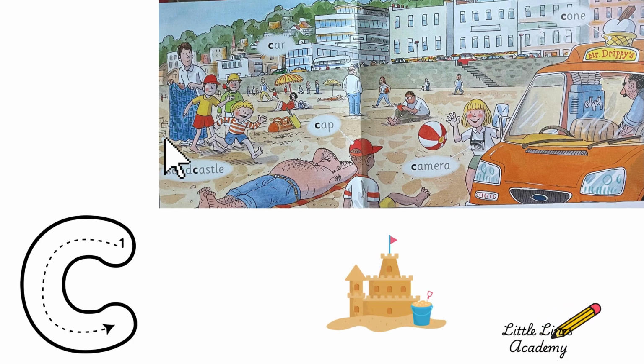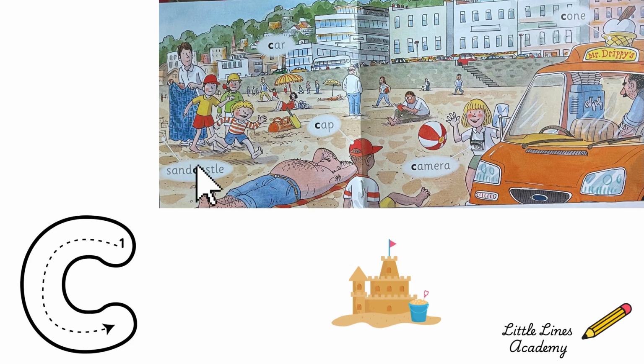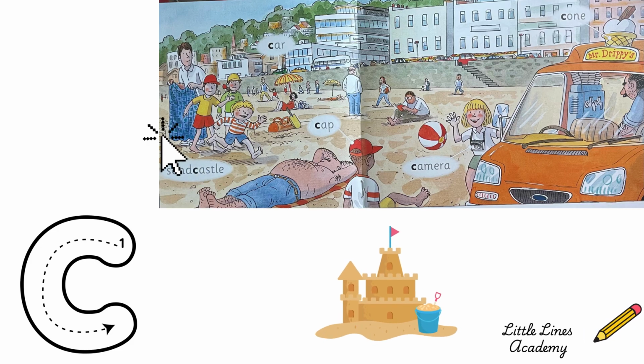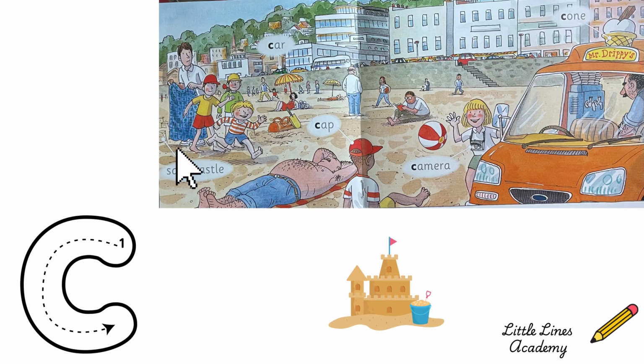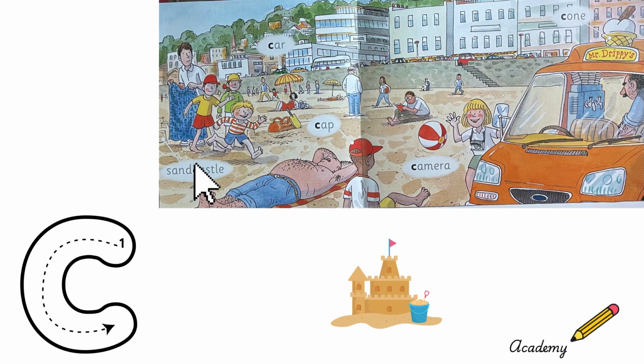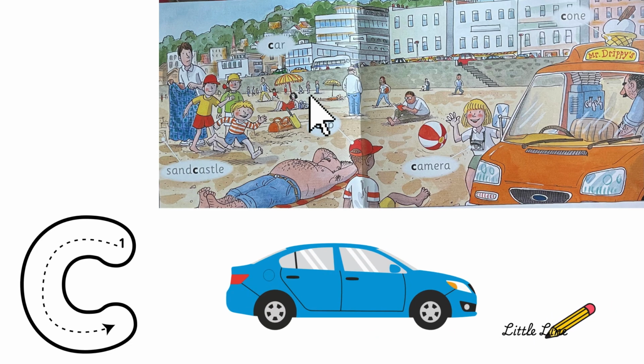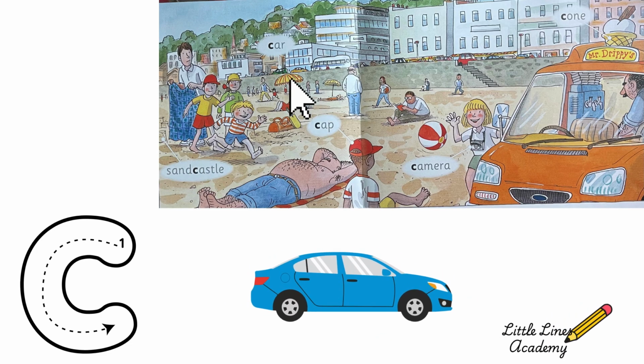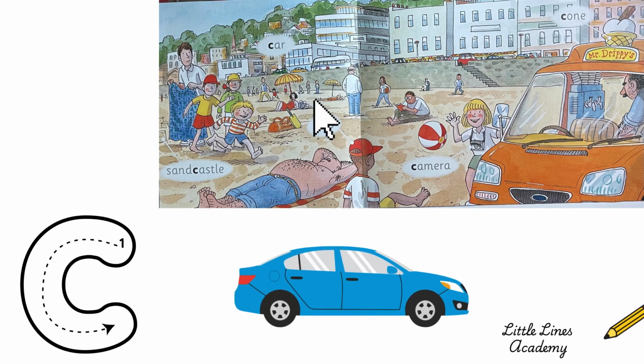First, we have the letter C in between the word sandcastle. Say it with me. Sandcastle. Sandcastle. Great. Next, we have car. What is it? Car. Lovely.